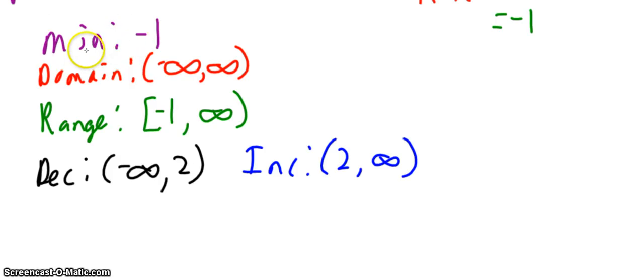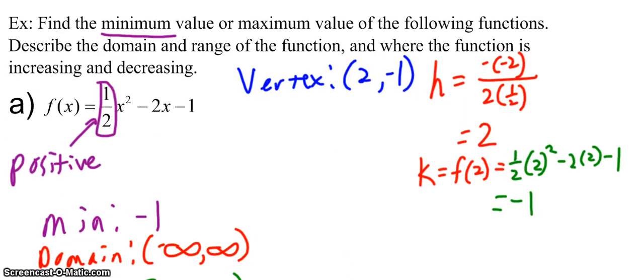Alright, so hopefully you got there's a minimum value at -1, domain is negative infinity to infinity, or all real numbers, range is -1 to infinity, including the -1, the decreasing interval is negative infinity to 2, and the increasing interval is 2 to infinity. If you are confused on that, let's talk about how I got that.